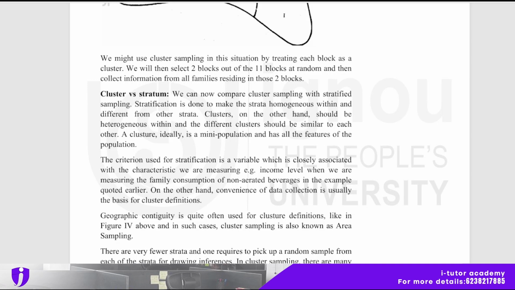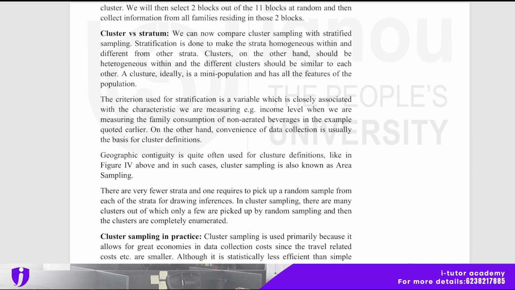Stratification is done to make the strata homogeneous within and different from other strata. Clusters, on the other hand, should be heterogeneous within, and the different clusters should be similar to each other. A cluster ideally is a mini population and has all the features of the population. The criterion used for stratification is a variable which is closely associated with the characteristic we are measuring, for example, income level when we are measuring the family consumption of non-aerated beverage in the example quoted earlier. On the other hand, the convenience of data collection is usually the basis for the cluster definitions.